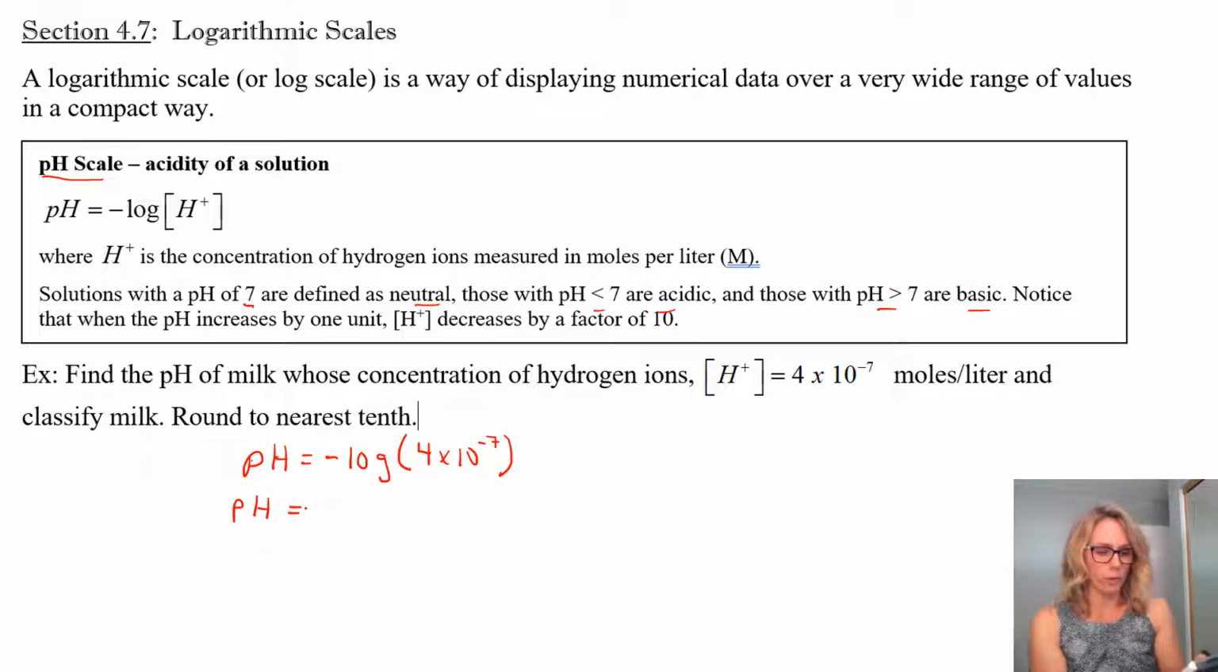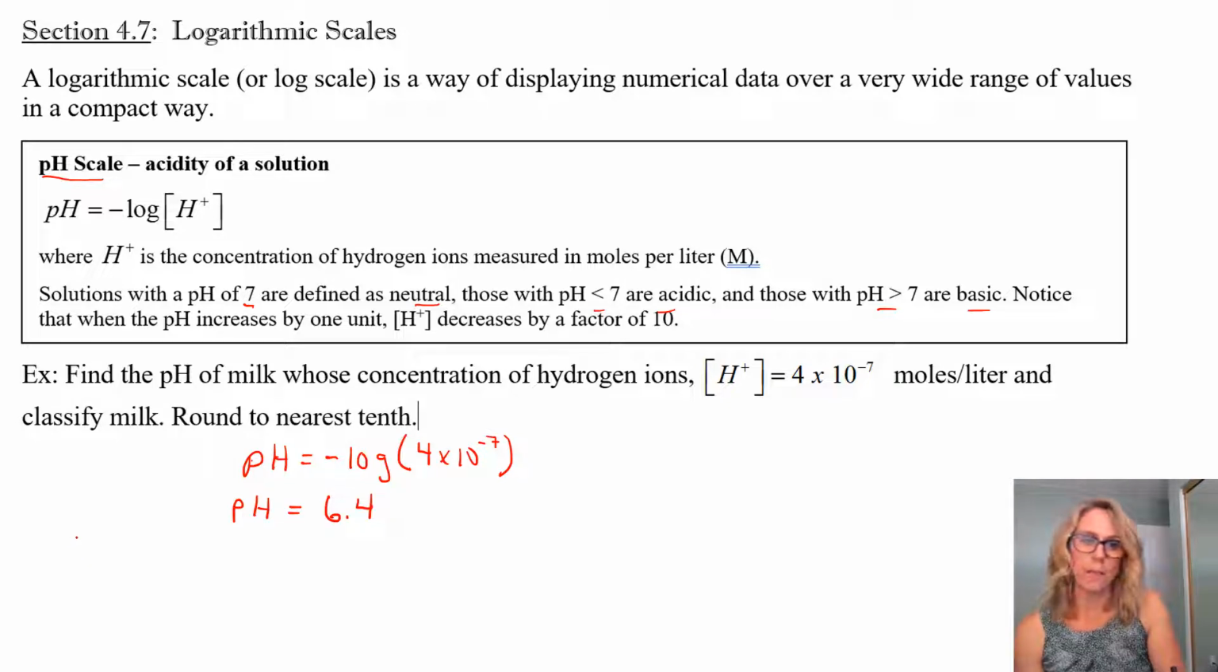So if you have your calculator, you can do negative log, and then you can just do 4 times 10 to the negative 7. You can put that all into your calculator in one shot. That would be my suggestion. And if you do that, it looks like we're rounding to the nearest tenth here. If you do that correctly, you should get a pH of 6.4.